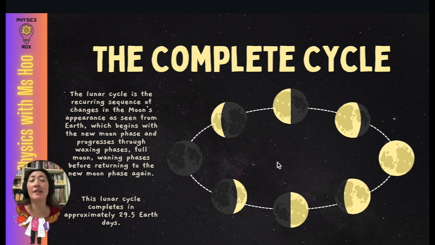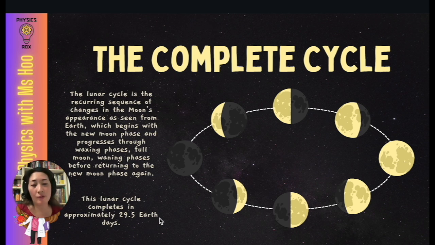So the lunar cycle is a recurring sequence of changes in the moon's appearance as seen from Earth, which begins with the new moon phase and progresses through waxing phases, full moon, waning phases before returning to the new moon phase again. So as you can see, this is the new moon and it's the full moon. And as the moon moves from new moon to full moon, you can see the part of the moon that is illuminated is growing. And when it moves from the full moon to the new moon, the illuminated part is shrinking. So one lunar cycle completes in approximately 29.5 Earth days.